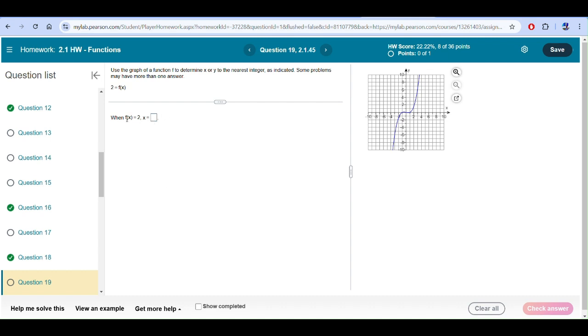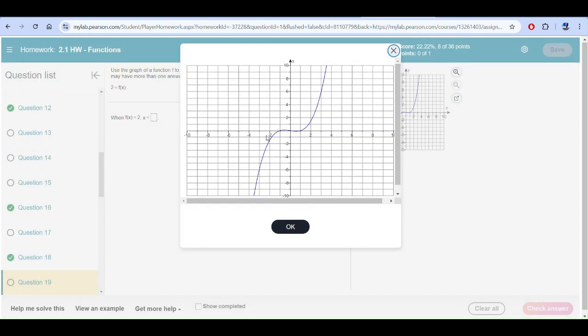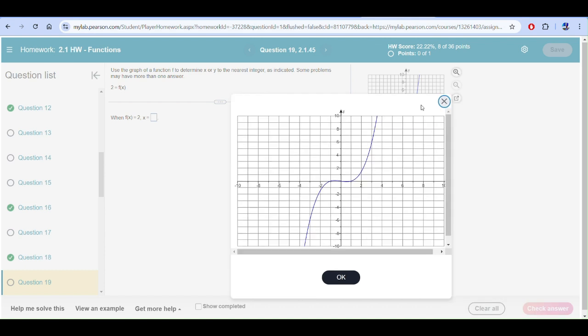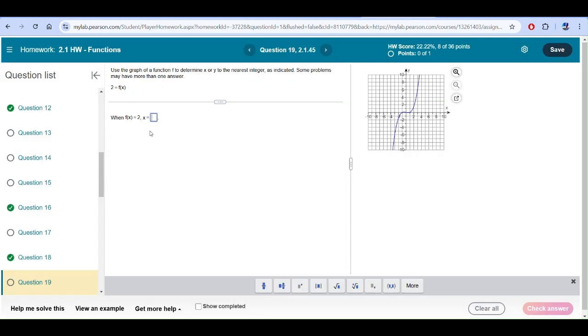So here, f of x is equal to 2. Now it's asking, for what x value is y equal to 2? When you blow this up, you're going to go to 2 and try to figure out what that point is. Mine looks like it's going to be 2 point something, a decimal, right? f of x is equal to 2? It's that point right there. x is equal to like 2.2? I don't know.